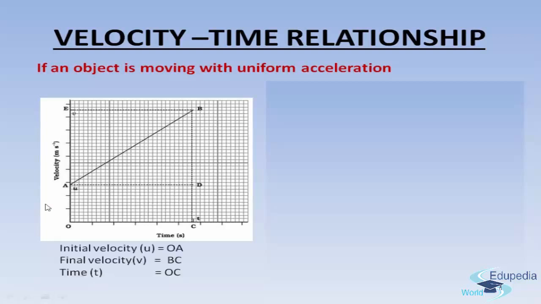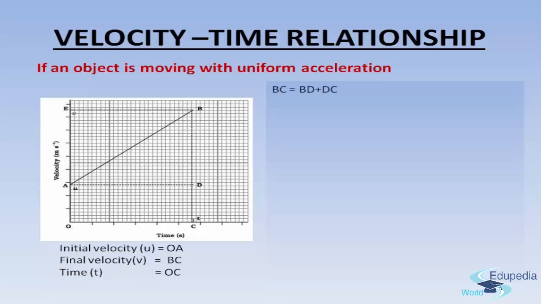So now, in terms of the x-axis and y-axis, how do we designate the initial velocity? I said initial velocity is U because the object started with this velocity. So what is the magnitude of the velocity? OA will be the magnitude of the initial velocity. And the final velocity will be BC, because this is the velocity that it attains after reaching position B. So BC will be the final velocity, right? And what is time? Time will be on the x-axis, that is OC will be the time.